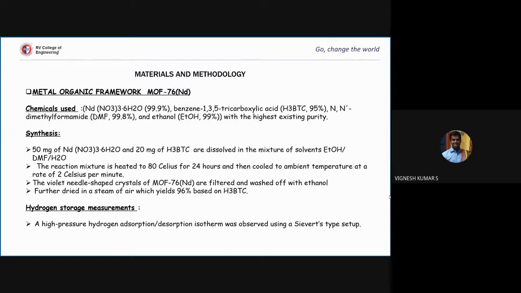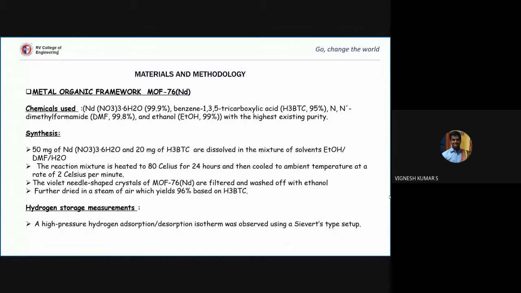Let's discuss synthesis. 50 grams of neodymium nitrate and 20 milligrams of benzene 1,3,5 tricarboxylic acid are dissolved and mixed in a mixture of solvents with ethanol, DMF, and water. The reaction mixture is heated to 80 degrees Celsius for 1 day and cooled to ambient temperature at a rate of 2 degrees Celsius per minute. The MOF, which forms violet needle-shaped crystals, is filtered and washed with ethanol. Further, these needle-shaped crystals are dried in a stream of air, which yields 96% based on benzene 1,3,5 tricarboxylic acid. In this, we are mainly going to discuss hydrogen storage measurements and humidity sensing measurements.